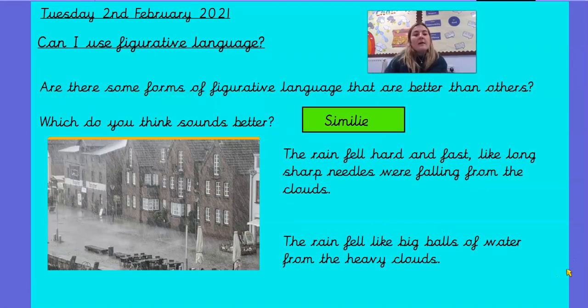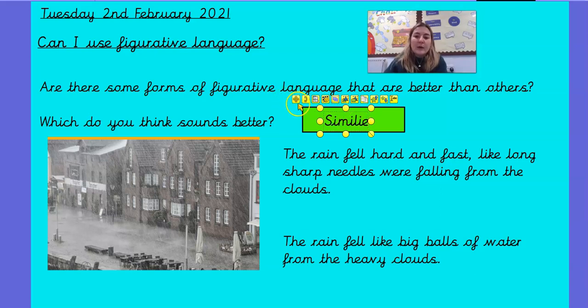So we're now going to have a little look at using figurative language and making sure that we are using the best sentences, or examples that we possibly can, to make our writing sound better. So as I've asked here, are there some forms of figurative language that are better than others? Which do you think sounds better? So here we have got a picture of rain, and I've used this for my inspiration. And we've got two sentences here.